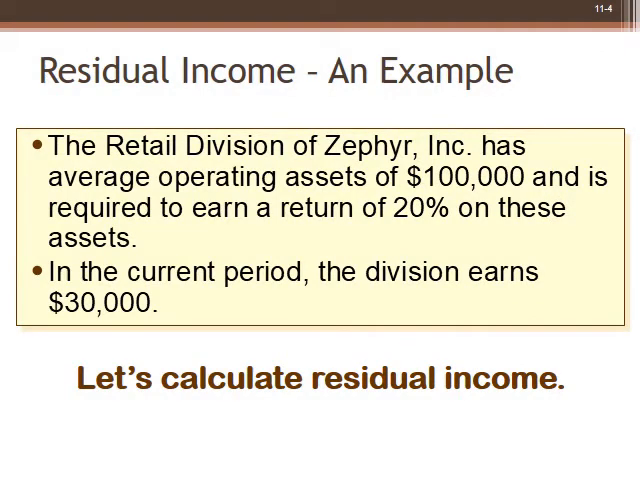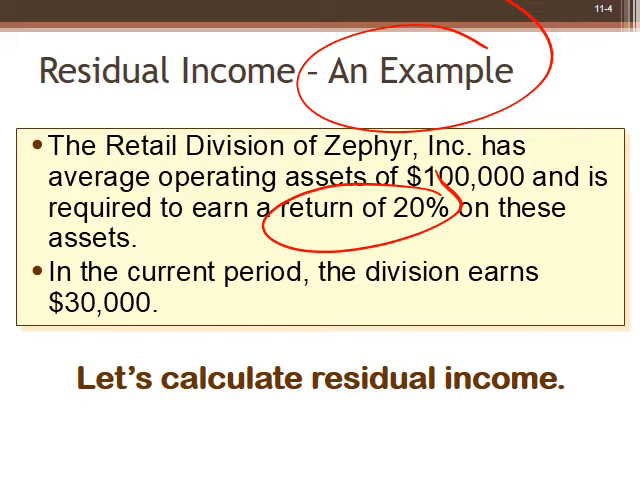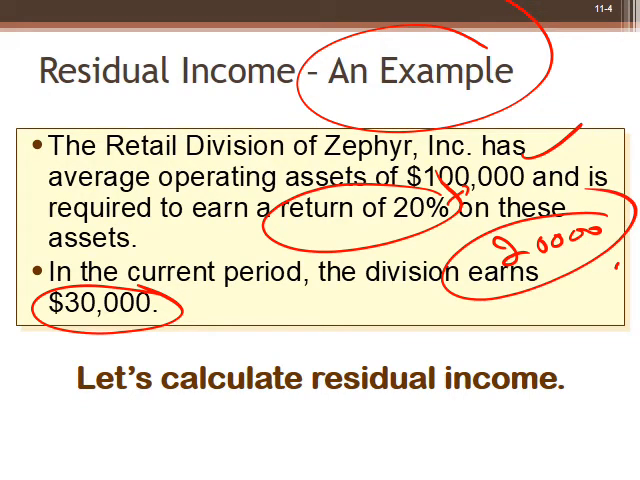We have a very short quick check for you on residual income. Assume that a retail division of Fire Incorporation has average operating assets of 100,000 and is required to earn 20% on these assets. In the current period, the division has earned 30,000. In simple terms, you are required to earn 20% of 100,000, which is 20,000. So you are given the task to earn 20,000.